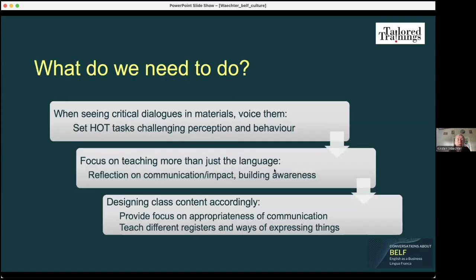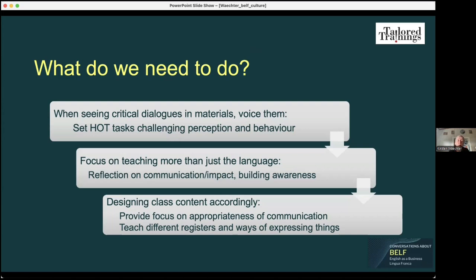So what do we need to do? When you have materials where you think, this is really a critical dialogue, this is too monodimensional, this does not really allow for the range of flexibility that my learners need, then it would be a good idea to voice them. So basically the typical textbooks that I mentioned in the beginning. Set high order thinking tasks for your students, challenge the perception, what's going on in the dialogue, and use them maybe even as a bad example. I say this is maybe not the best way to do business.